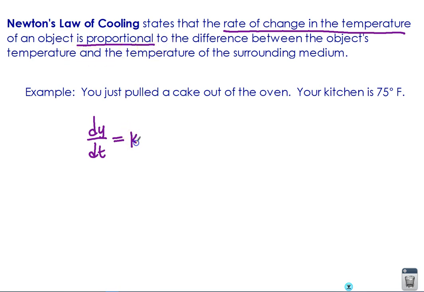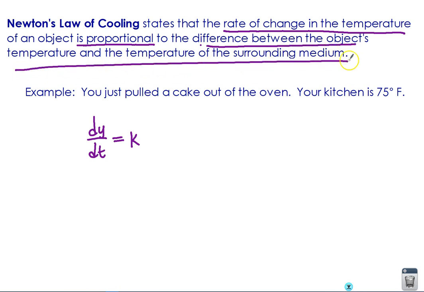So that means I need my proportionality constant times the difference between the object's temperature and the temperature of the surrounding medium. Difference meaning subtraction. So the temperature of the object, so Y, minus the surrounding medium. In this particular situation, it would be 75 degrees. I just want to write 75. In general, you could write a capital M right here to show that it is the general form of Newton's law of cooling.